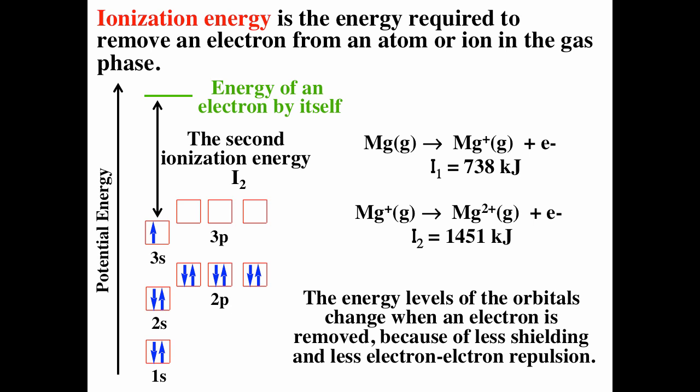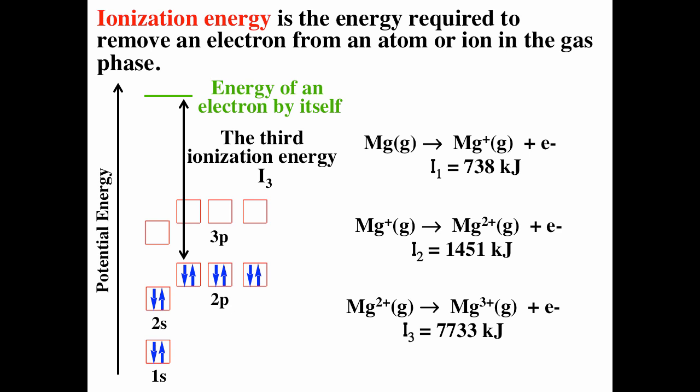Now, if we want to remove that third electron, the third electron is in the 2p subshell. It's going to take even more energy because we're going down a shell. In the case of magnesium, it would be 7,733 kilojoules per mole. Because that's such a large energy, magnesium very, very rarely would form a +3 ion. And so magnesium typically forms a +2 ion.